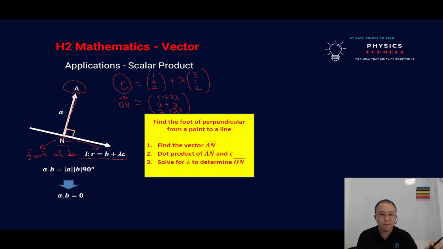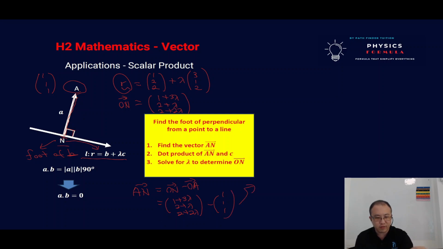This is quite useful because in the next step, to find the foot of perpendicular N, I need to find the value of lambda that gives me this point. So how do we continue from here? Let's imagine A is (1, 1, 1), just for simplicity. Now if I find the vector AN, I get ON minus OA, which gives (1 + 3 lambda, 2 + lambda, 2 + 2 lambda) minus (1, 1, 1). From here, we will get an answer. I'm going to write it here.